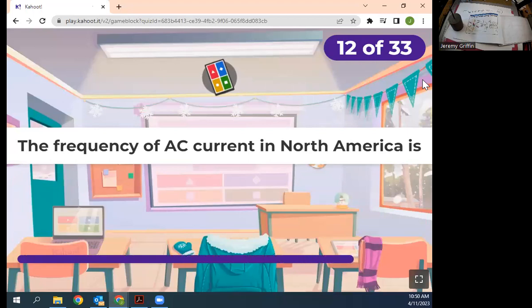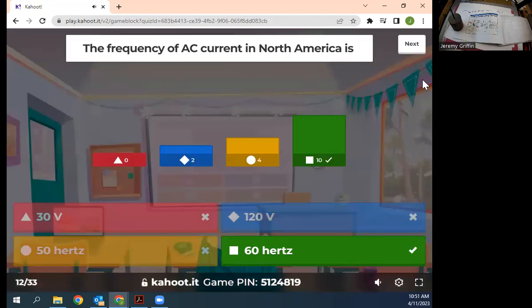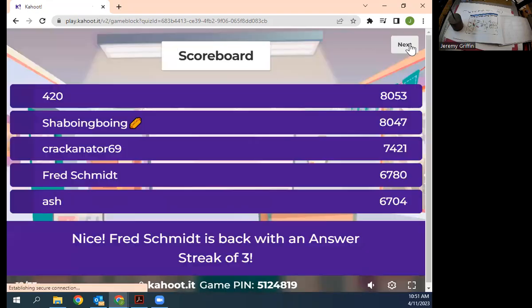Frequency of alternating current in North America. Frequency. Yeah, there you go, 60 hertz. There's a trick answer on here, which is 120 volts. You guys know the potential difference is 120 volts, but that's not the frequency, right? Frequency, 60 hertz. If you go over to Europe, it's probably 50 hertz, but here it's 60 hertz, right?